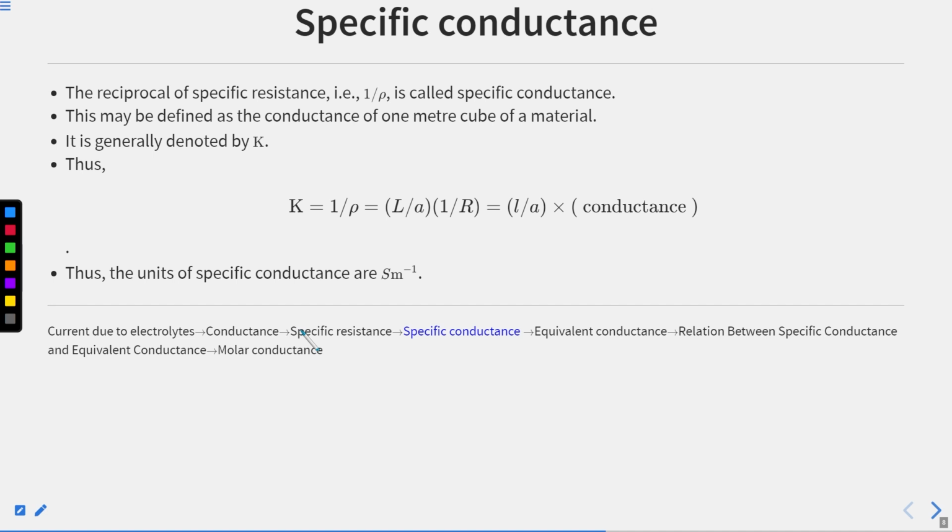But if we move to this solution, we do not have any wire or something like that. So we'll take the cube or cuboid. It will be simply length, breadth, height. That's it.